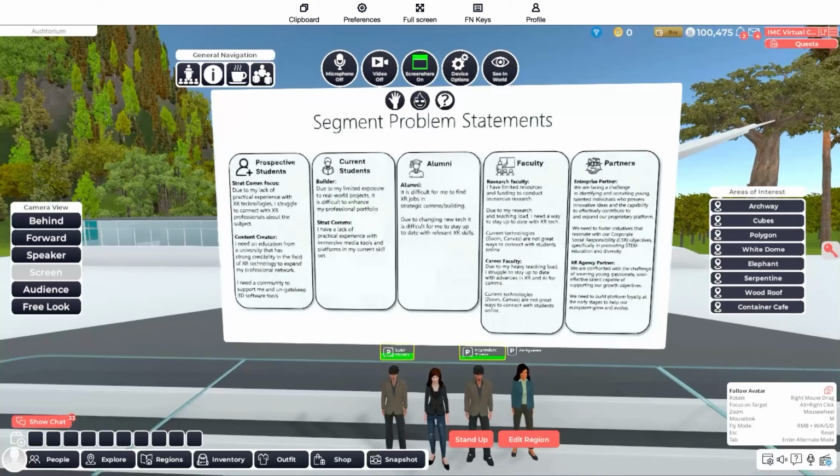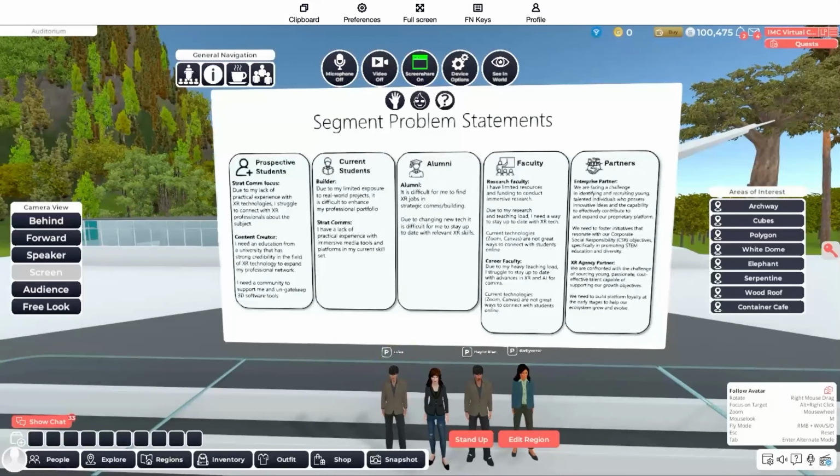Thank you, Alec. Now that we know about segment needs and the competitive landscape, I want to just go over the problem statements that our segments would have to move us forward into our ideations. So overall, a summary of the prospective students: there's a lack of practical experience with XR tech in the XR industry. There's difficulty connecting with professionals without some form of networking, and there's difficulty gaining credibility for your portfolio with XR tools without some way of actually getting your hands on them.